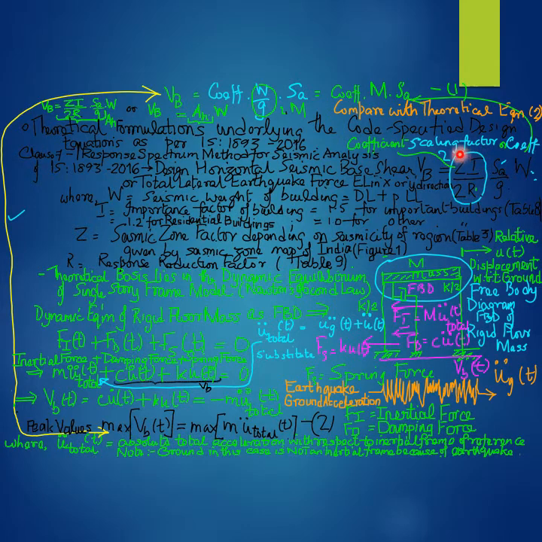Noting that the terms or the factors ZI over 2R are essentially scaling factors or coefficients that are used to scale the design horizontal seismic base shear to account for the variations in seismicity or seismic activity between different regions in which the building site may be located, as well as the importance of the building and the ductility or the ductility capacity of the building, depending on the material, form, size and type of the construction.